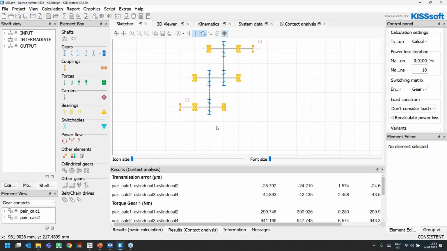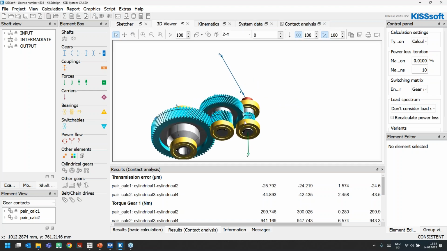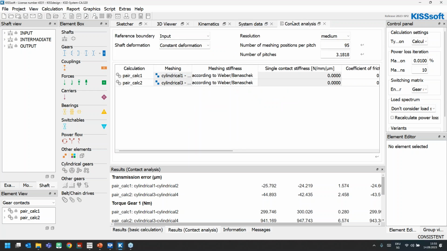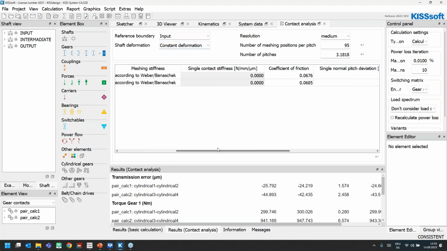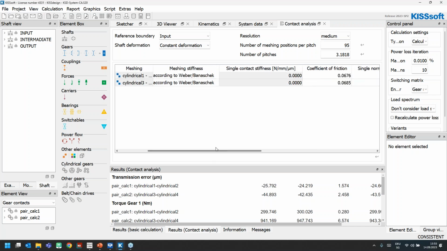So you can see this is KISSdesign along with its sketcher. We have here a two-stage, something like an EV transmission. And now we have the system contact analysis, where you can define the number of pitches that should be calculated, the number of meshing positions, and how the shaft deformation is treated. But you can also see all the gear pairs that you have with all their coefficients of friction and the stiffness model behind it, Weber-Banaschek or constant. That's contact analysis.